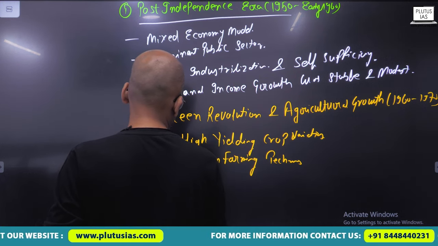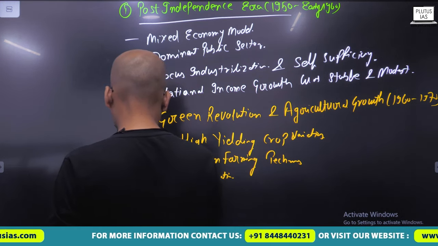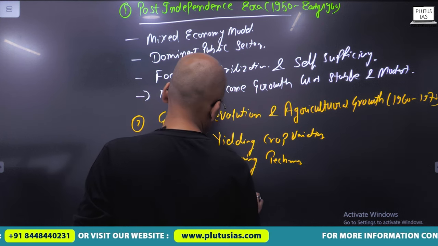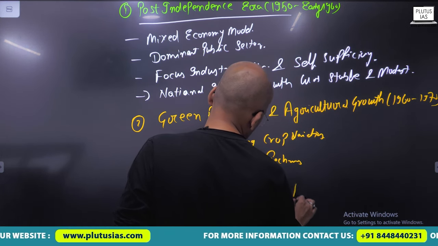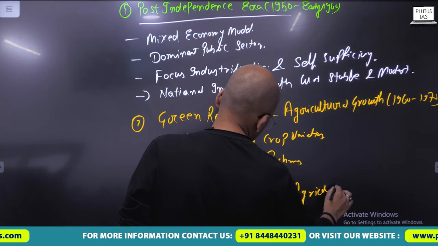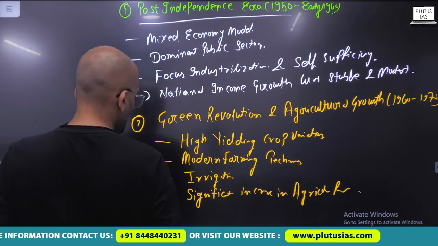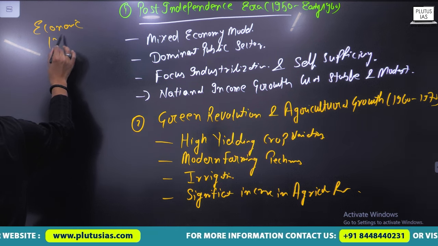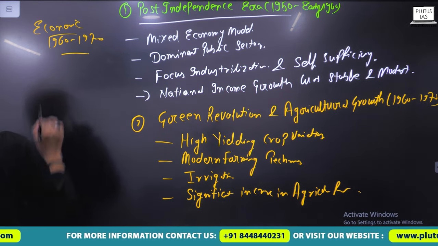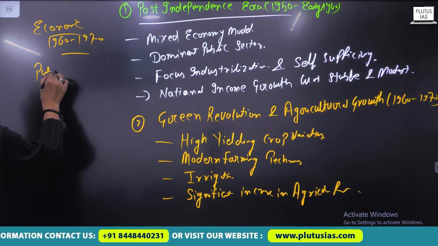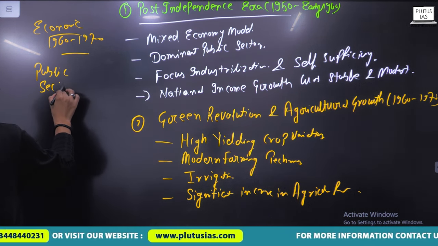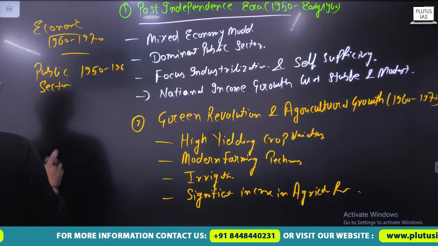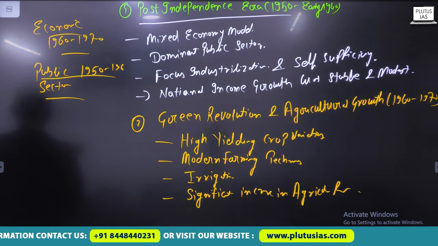Okay, irrigation. Then significant increase in agricultural produce. Then you could list out the economic challenges faced in this era that we have already discussed in the previous questions. Okay. Public sector role could also be illustrated from 1950s to 1960s. Getting me? Fine.